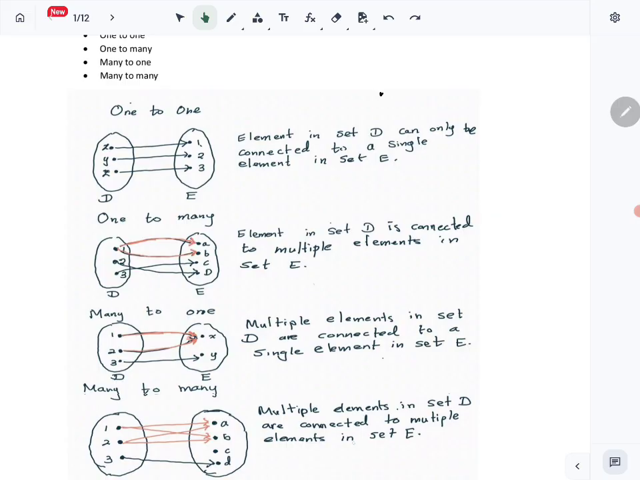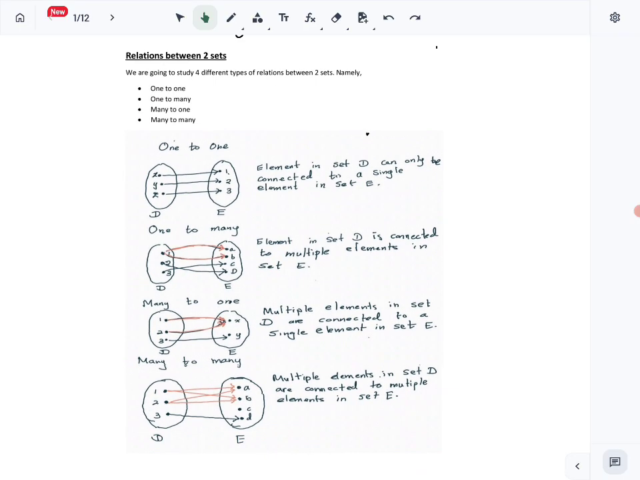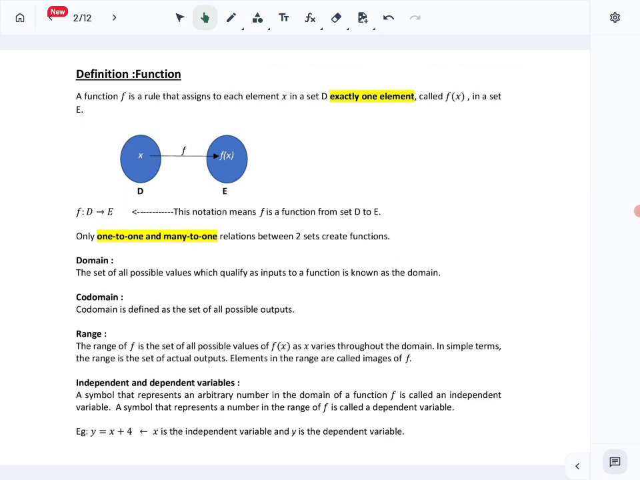Then the last type is many to many. Multiple elements in set D are connected to multiple elements in set E. So here 1 is connected to A and B, 2 is connected to A and B. So it's many to many, right? Those are the four types of relations we need to know: one to one, one to many, many to one, and many to many. We need to know these four relations to define functions. Now let's define what is a function.